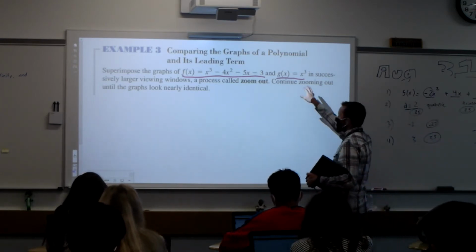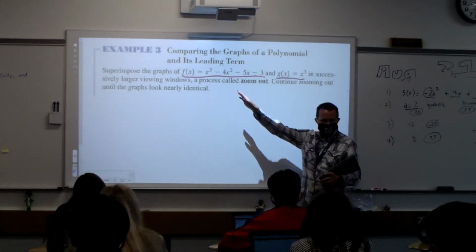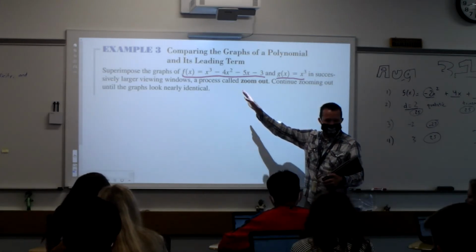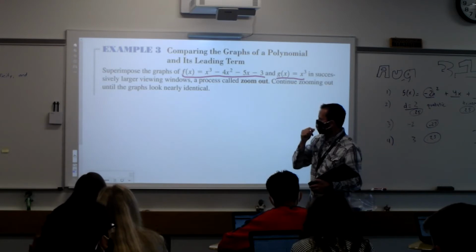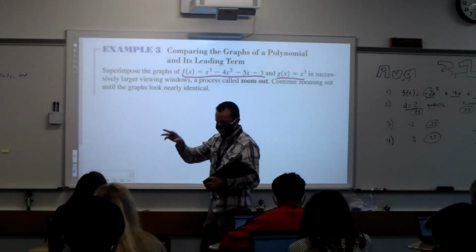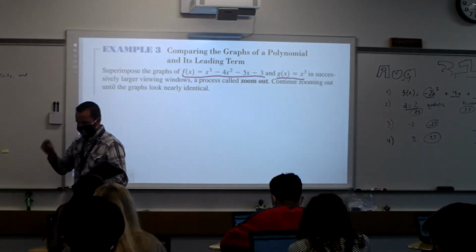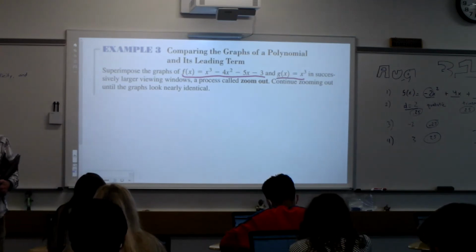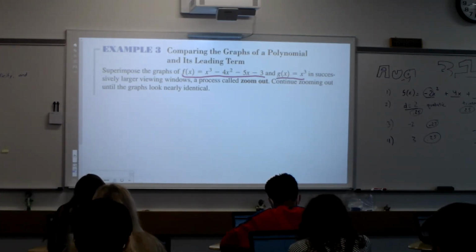When you first graph these, do they look very different? They look really different, right? But what I want you to do now is start zooming out on it, and zooming out until they look the exact same. Maybe not the exact same, but basically the exact same.